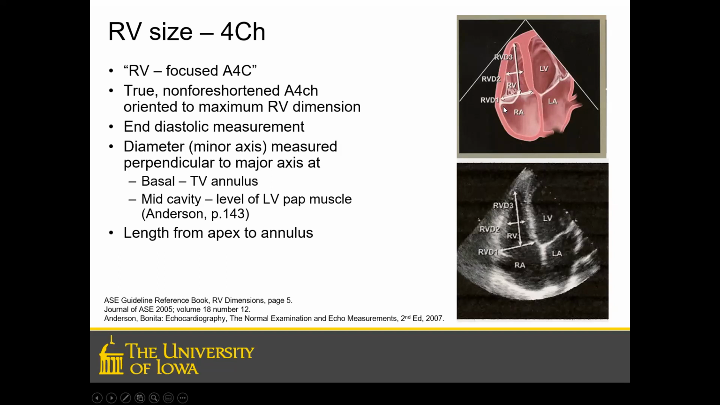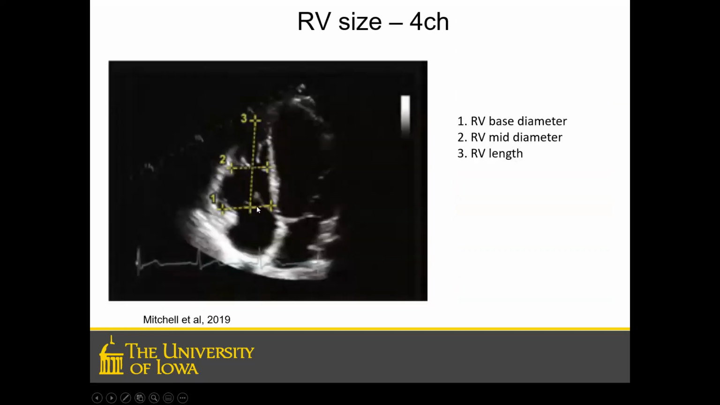And these are end diastolic measurements. What we're going to want is the minor axis at the level of the base and mid ventricle, which is roughly the level of the LV papillary muscle. And then we're going to want a length, as you can see here. So these are perfect measurements. They are really hard to get. Here's another example. Again, it's an RV focused view, the same four chamber. The left ventricle is kind of cut off the screen so you can see the right ventricle base, mid, and length.